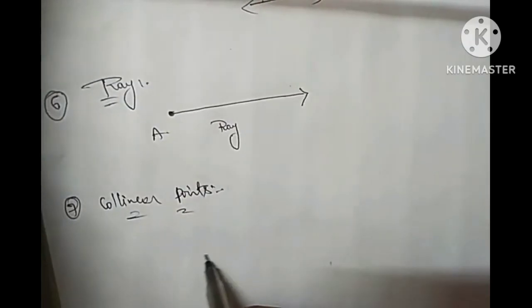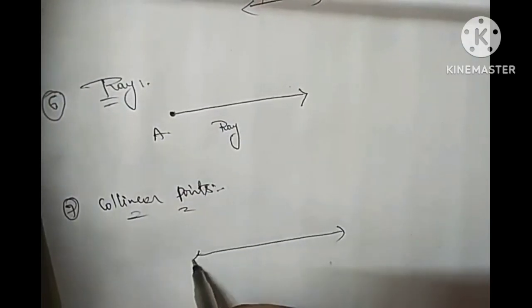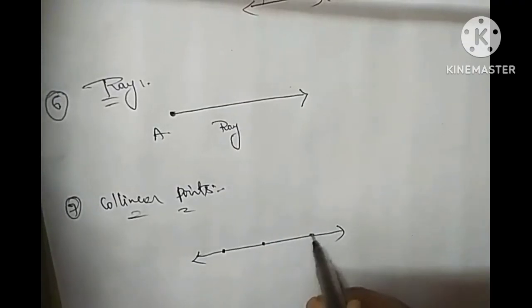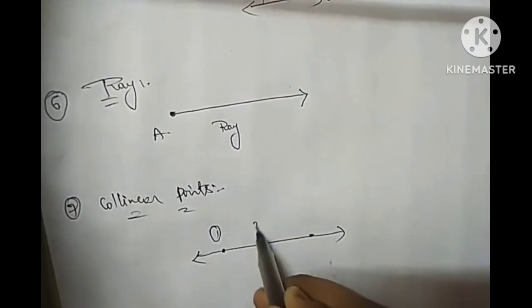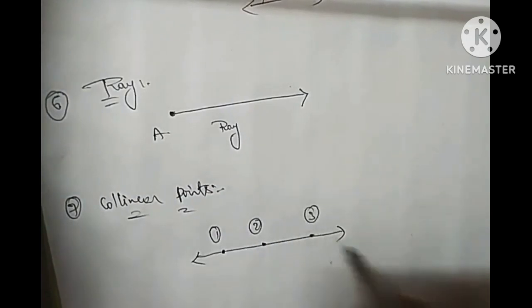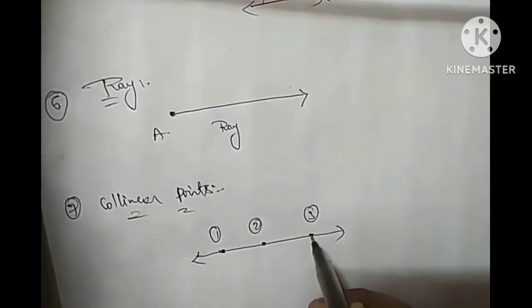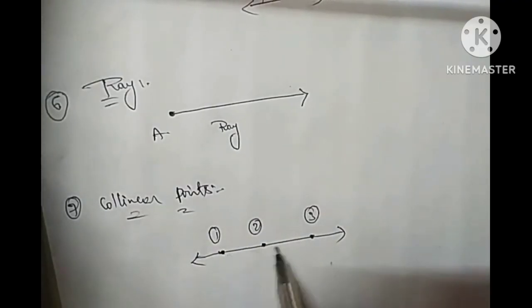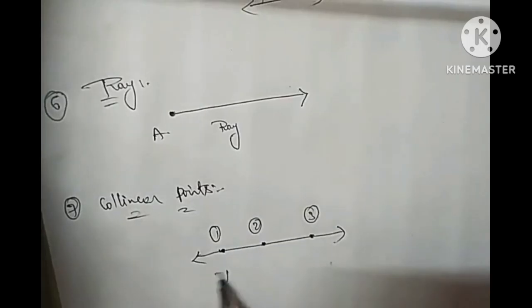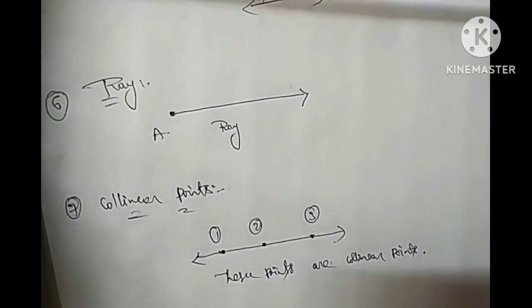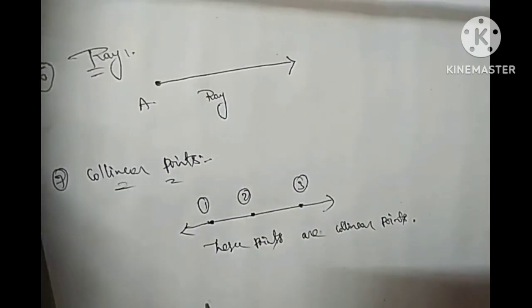See, this is a line, it doesn't have any ending. In this, if I put this point, this one will be the first point, this one the second point, this one the third point. For example, I have taken three points, but all are lying on the same line only. Then these points are collinear points. Understood?